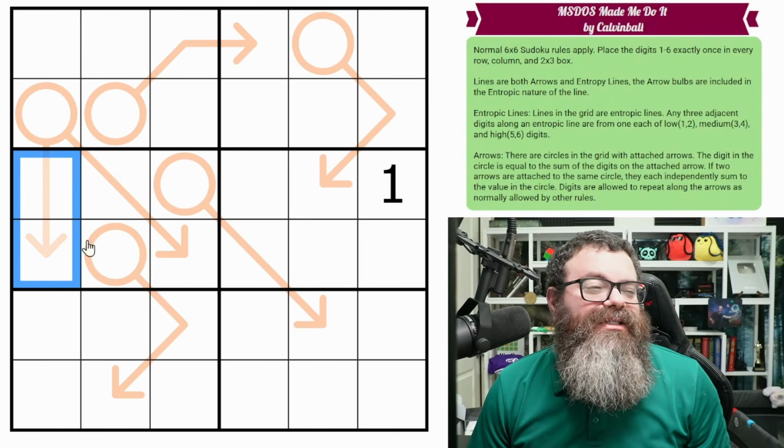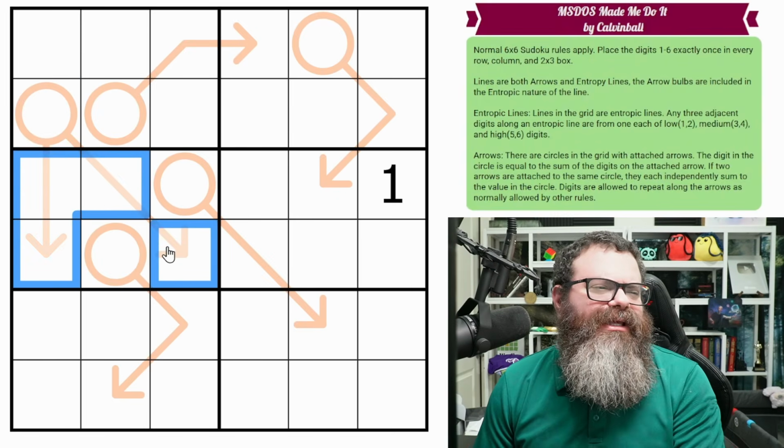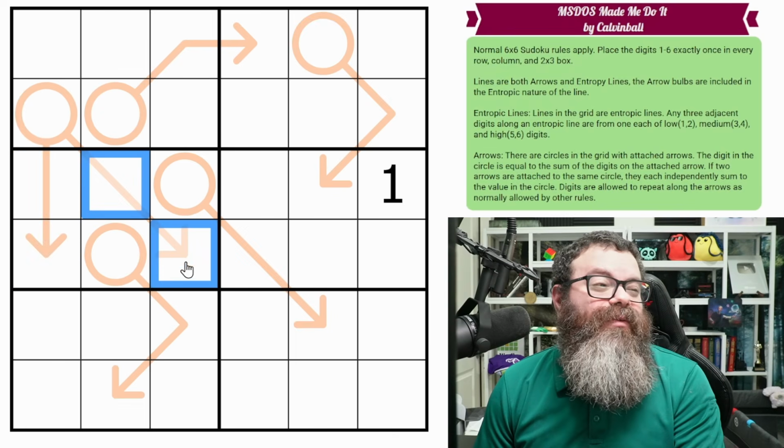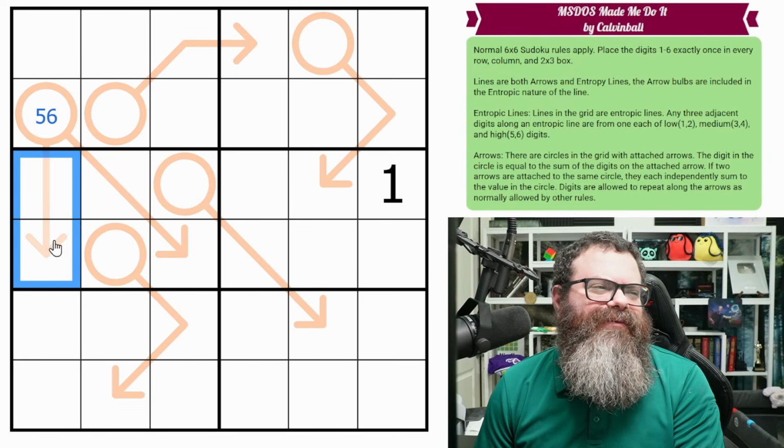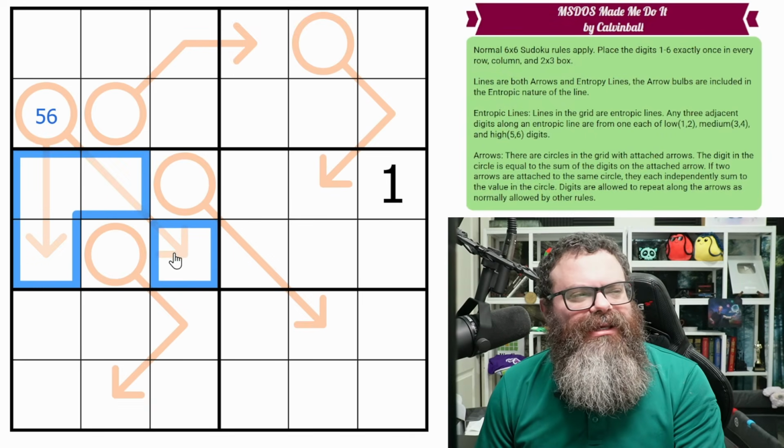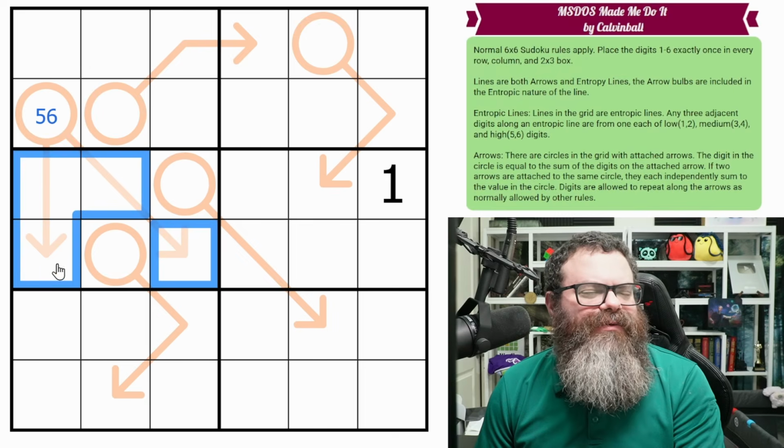All right, I do feel like this one here is already very limited because if you think about it, we need 2 different ways to sum to the circle. And so that's going to be 5 or 6. Those are the only 2 that have 2 different ways to sum. So we're either going to be a 1, 4 with a 2, 3.